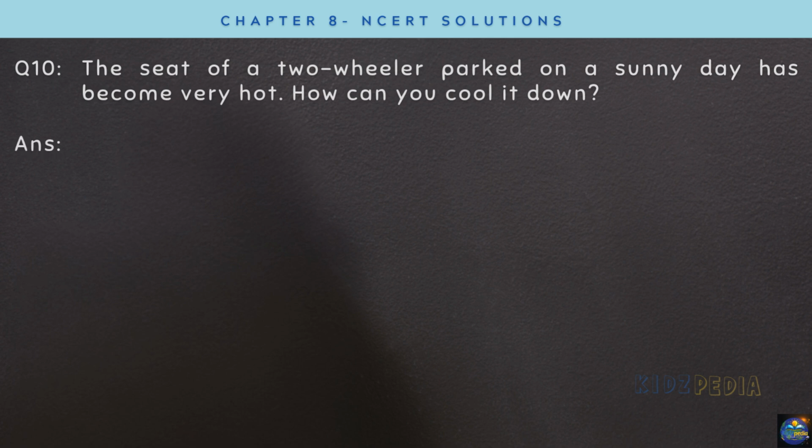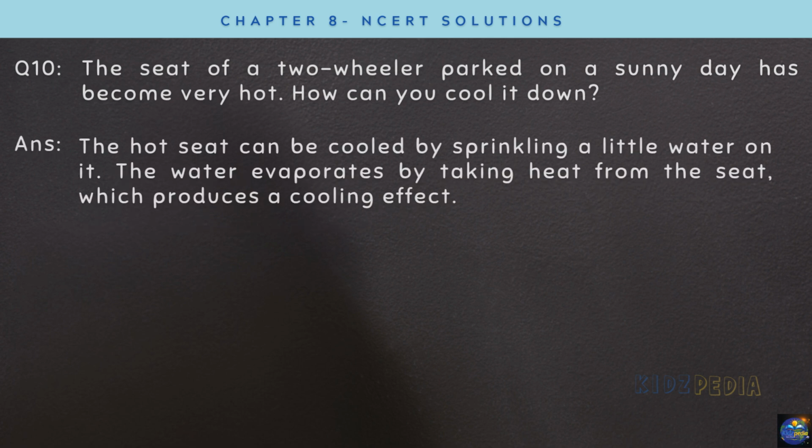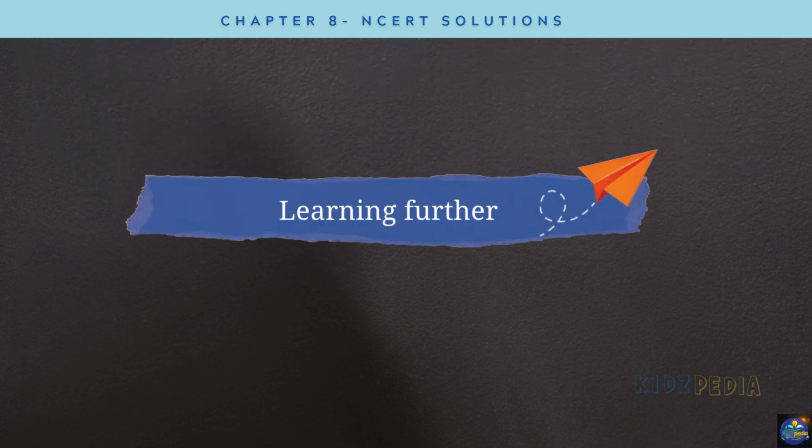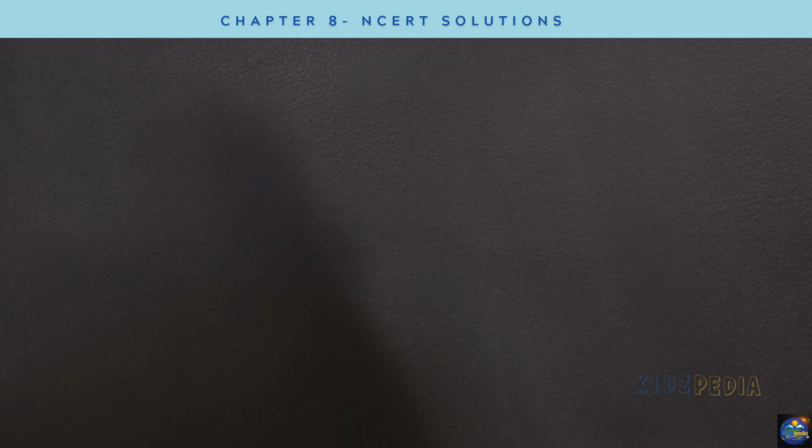You can write the answer as: the hot seat can be cooled by sprinkling a little water on it. The water evaporates by taking heat from the seat, which produces a cooling effect. Now, in the section Learning Further, we have some interesting activities that will help you explore the topic better.